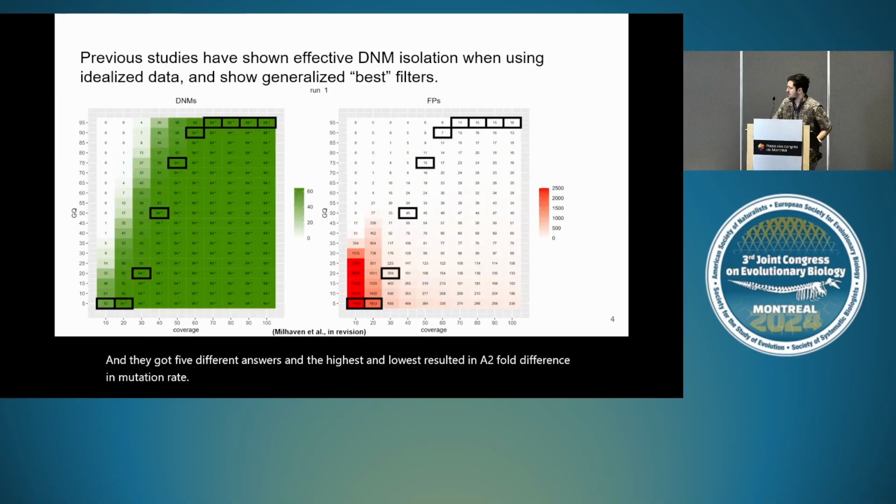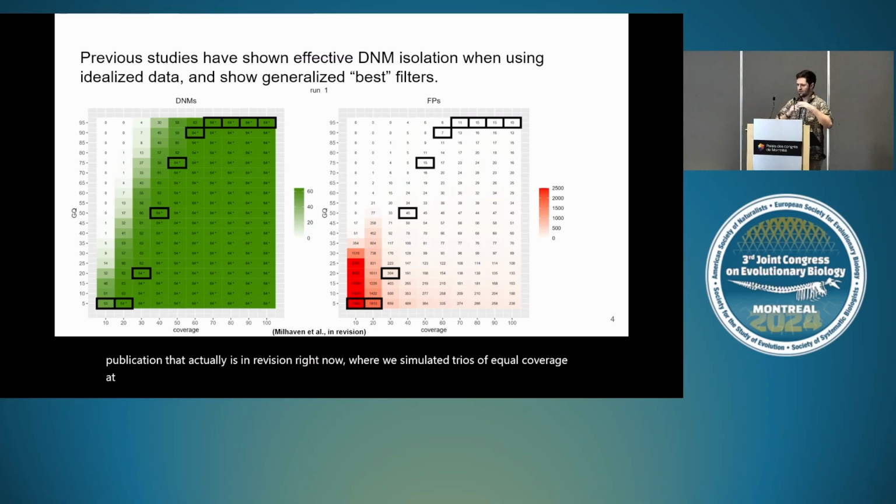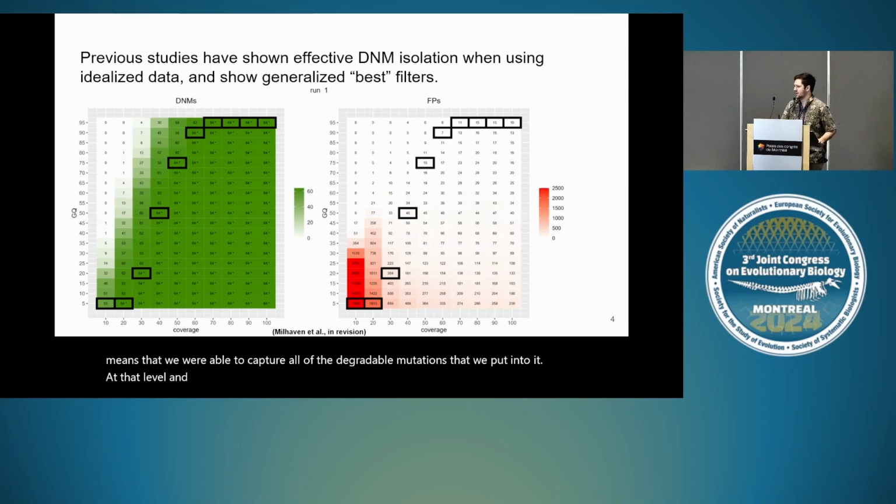Even when you look at simulated data, you can see this. In this case, this is from a previous publication that is in revision right now, where we simulated trios of equal coverage at different coverages. So we had a trio of 10x all the way to a trio of 100x in multiples of 10. And we knew where the mutations were, of course, because it's simulated data, and we tried to find them again, utilizing different filter thresholds. And what you can see here is that in those black boxes, those are the recommended filters, and that is the best filter, which means that we were able to capture all of the de novo mutations that we put into it at that level, and also restricted the number of false positives, or FPs, as you can see on the right there.